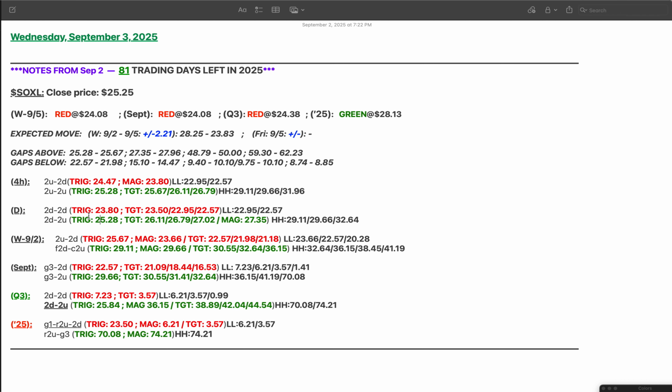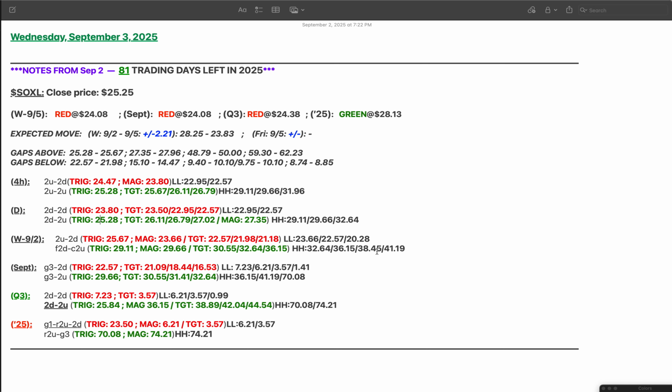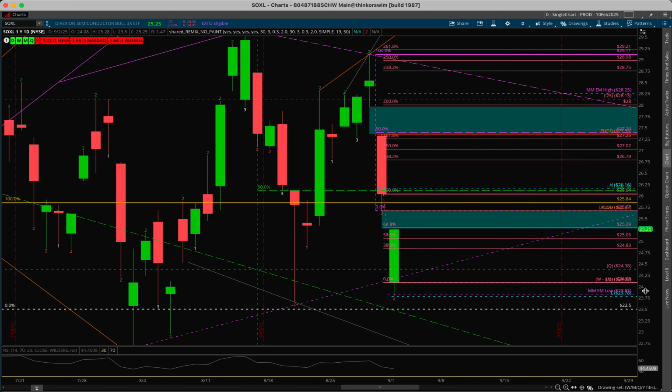To the downside, we would have a 2 down, 2 down continuation. So there would be a trigger, but no magnitude, just targets. So again, that would trigger at the 2380. That's today's low, 2380. And then we have our extended targets of 2350, 2295, and 2257.